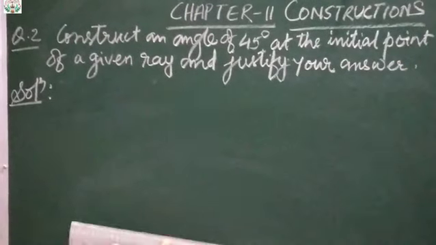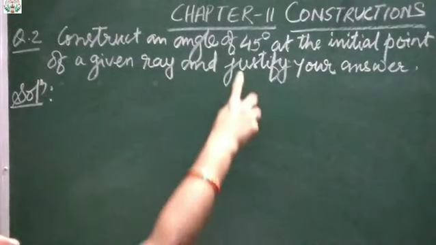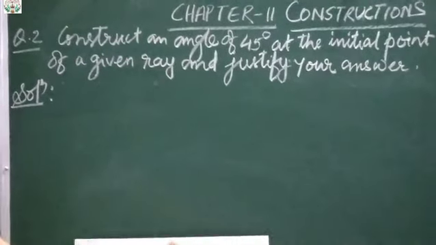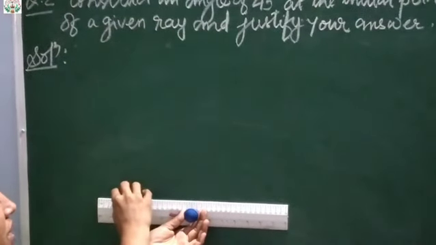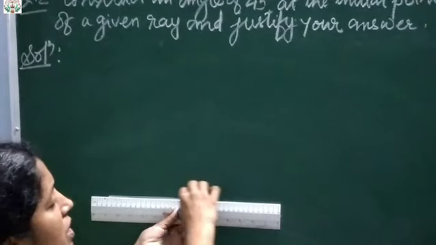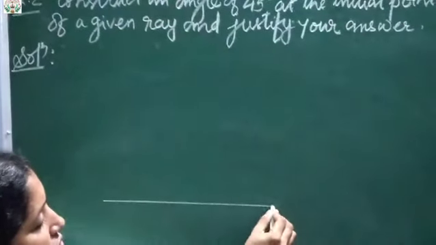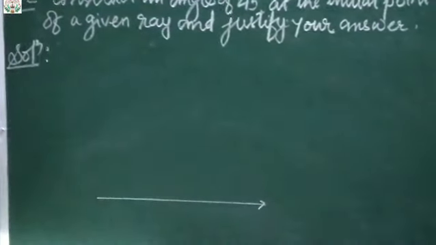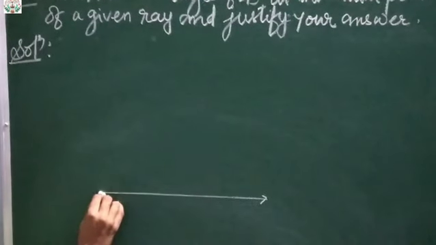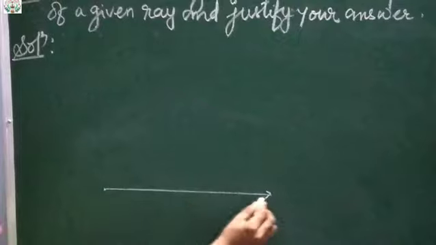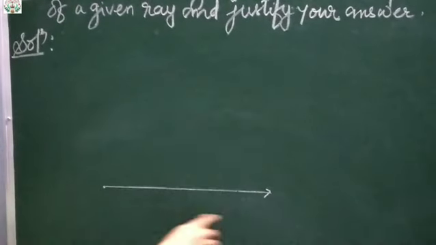Now, for the solutions, first you have to make 45 degree angle. We know that 45 degree angle is the half of 90. So for that, what we have to do? First to draw a ray. Okay, this is a ray. Ray means we know that we should have an initial point for the ray, but there is no end point to this. Means it may continue.